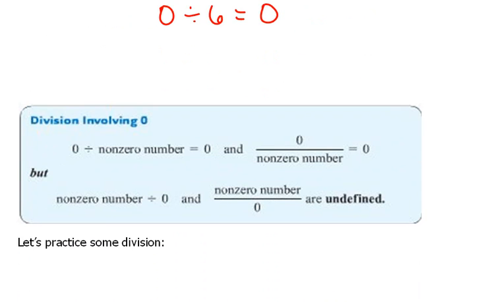Now here are our rules. Division involving 0. 0 divided by a number is 0. And this is what it looks like in fractional form. A number divided by 0 is undefined. So the rule sort of says if 0 is on top, that's okay, it's 0. If 0 is on bottom, that's undefined.